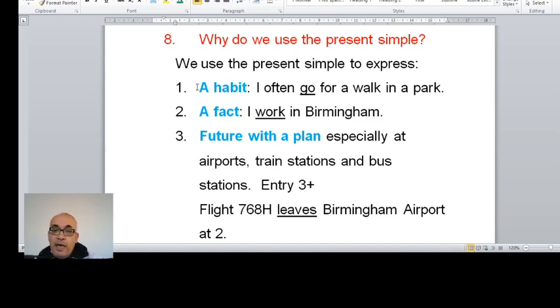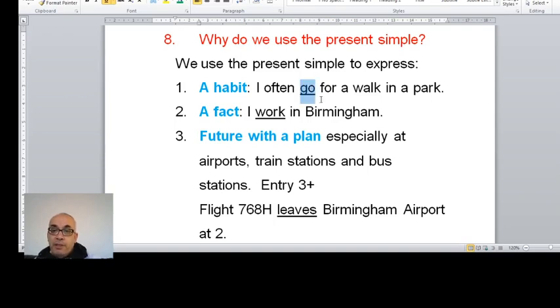So, a habit. The simple present tense expresses a habit. Example: I often go for a walk in a park. And this is the present simple tense. So the verb "go" is simple present tense. And as I said, a tense is the verb form. So when we say present simple, we look at the verb. And this is the verb.